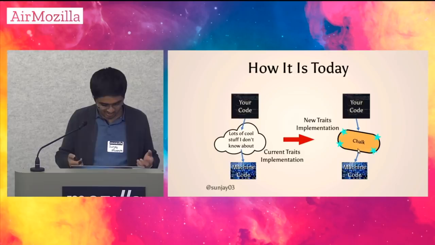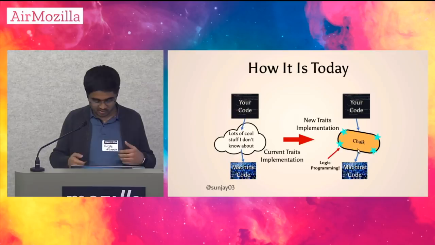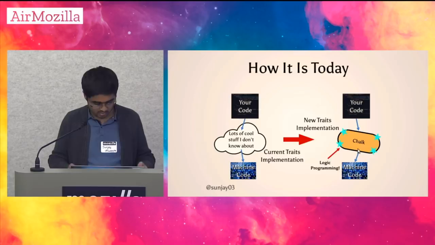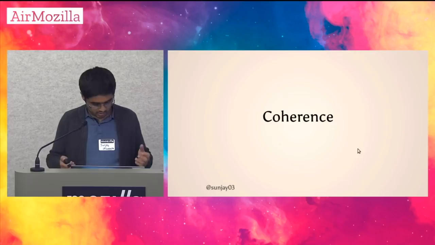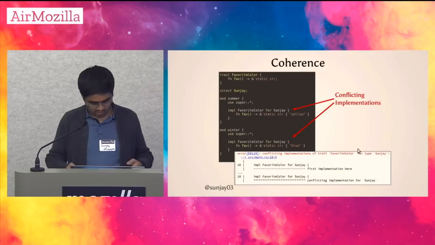It uses logic programming, and the idea is that we can take the logical rules that the trait system abides by and represent them with logic programming. I'll tell you more about logic programming in a little bit, but for now, let's talk about the part of the Rust trait system that I'm personally focusing on. Coherence is all about making sure that there's only a single implementation of any given trait that applies to any method call at a given time.